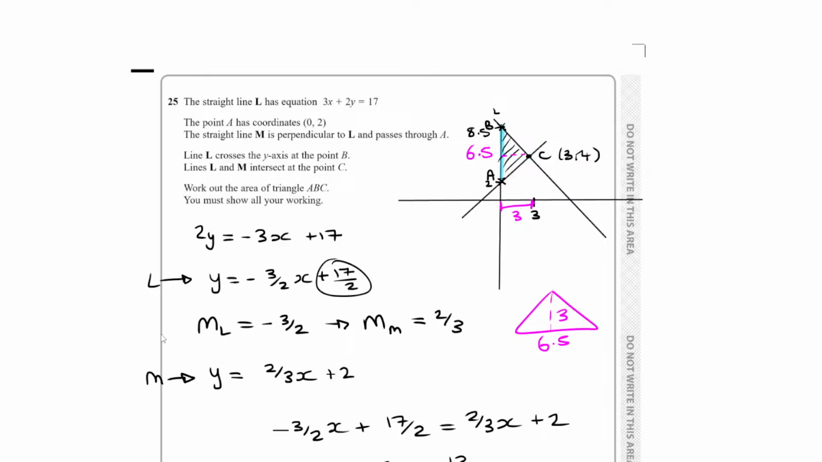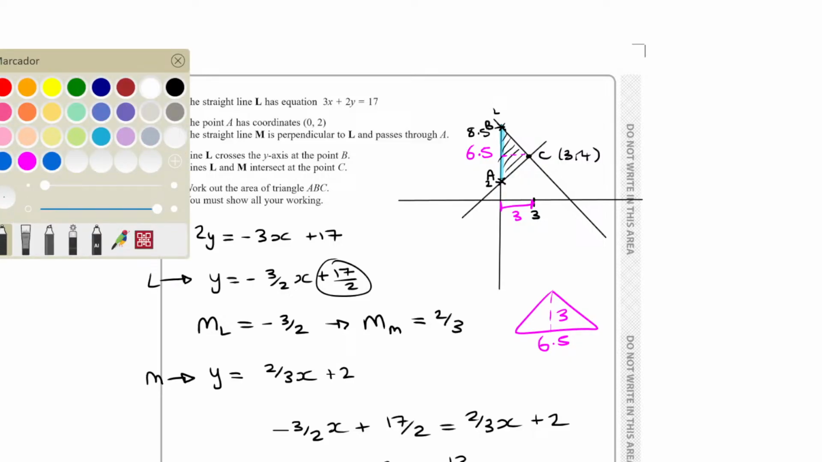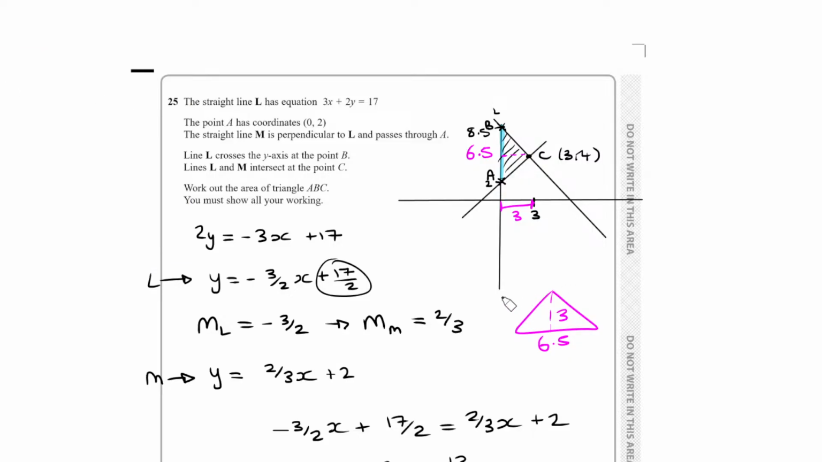Let's see. Which steps give you marks? Okay. Mark 1. Let me get my red pen. Mark 1 is for the process to find the gradient of L. So this bit here is Mark 1. Mark 2 is for the process to find the gradient of the perpendicular line. So as long as you've written 2/3 somewhere, that's Mark 2. Well, not even there because you don't need the +2. This bit here is Mark 2. So for the 2 gradients, you get 2 marks.